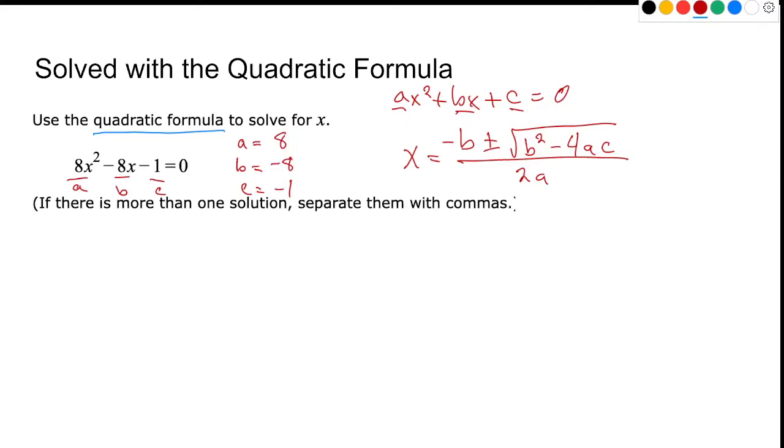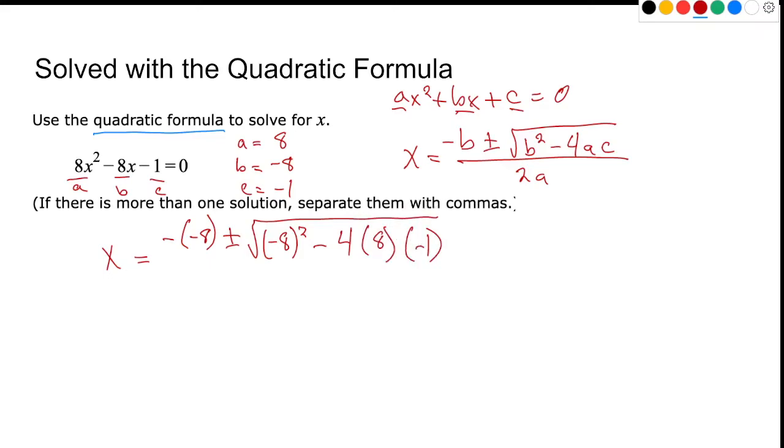Plug it into the formula, and we're home free. So we're going to get negative b. So I'm going to do a negative 8. Yes, it does become positive 8, but let's go with that for now. We're going to plug in negative 8 for b here, and we're going to square that. Notice whenever we square it, it becomes positive. Minus 4 times 8 times c, which is negative 1. And that's going to be divided by 2 times 8. So we plug in the values that we know, and now it's just a bunch of arithmetic. Negative and negative make that a positive 8.